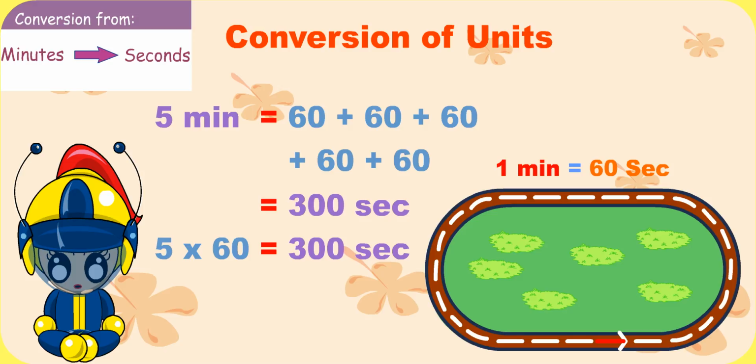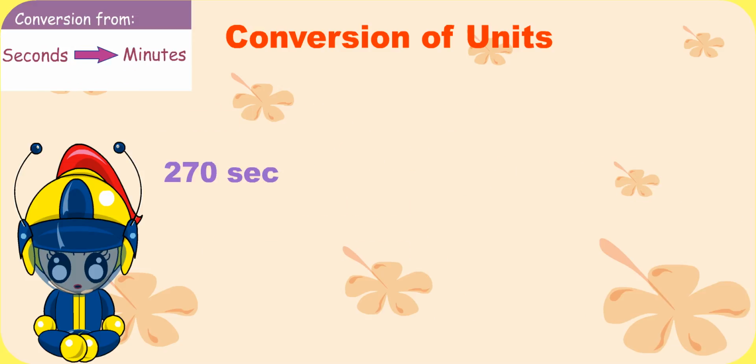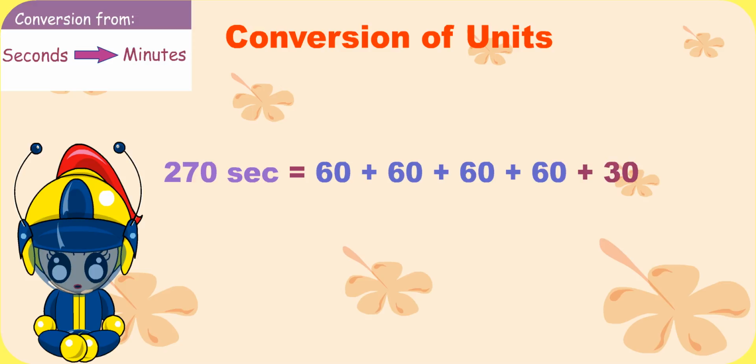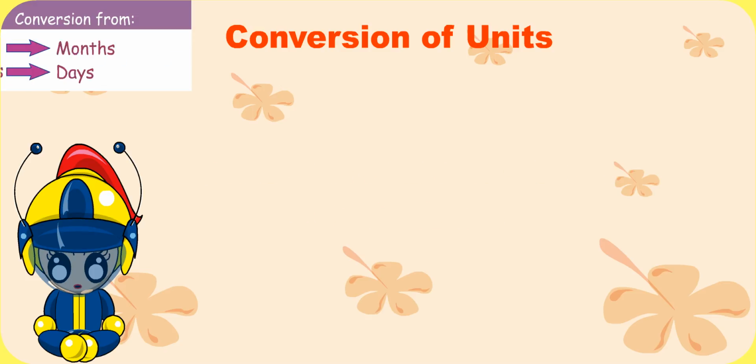I see. So to convert 270 seconds to minutes, I have to keep subtracting 60 seconds from 270 seconds until I can't do that anymore. After subtracting 4 times from 270, I am left with 30. Thus, 270 seconds are equal to 4 minutes 30 seconds. Excellent, Turbo Girl. To do the conversions of years to months and weeks to days, multiplication is needed.